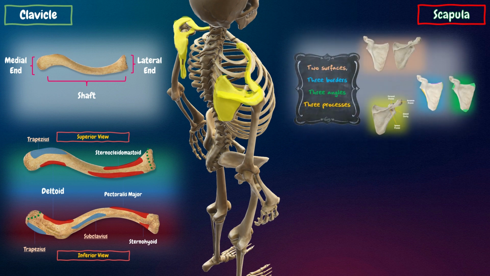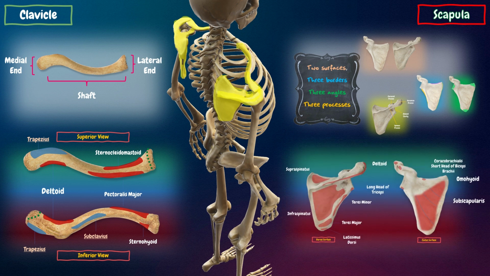As for the scapula, the bony landmarks of these bones are divided into 4 categories of surfaces, borders, angles, and processes. Several important muscles are attached to the scapula, especially those that play a role in the movement of the upper extremity.